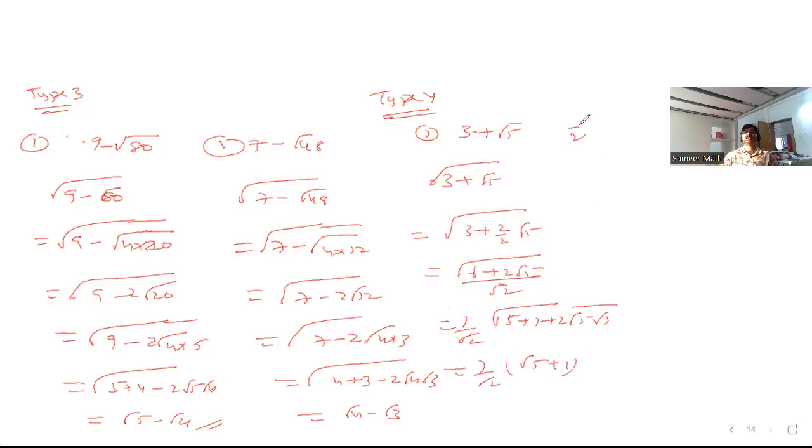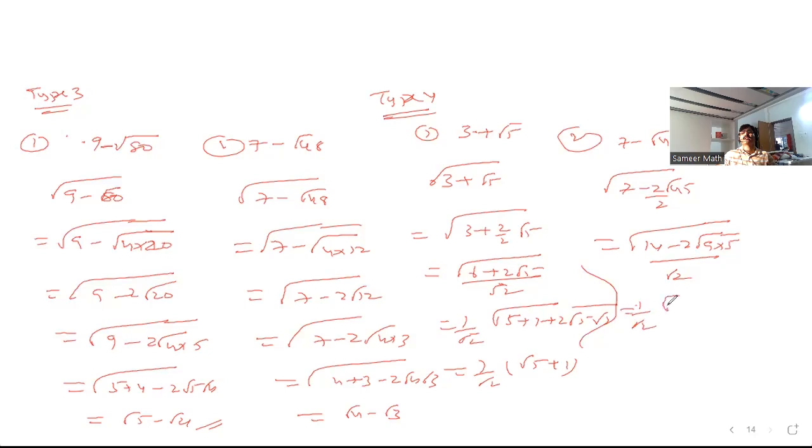We got it. I'll take one more example here with negative: 7 minus root 45. The square root of 7 minus root 45 means I am multiplying 2 by 2, so inside it is 14 minus 2 root 45. 45 means 9 fives are 45. Adding gives 14. Root 2 is available, so 1 by root 2 stays as it is. This can be written as 9 plus 5 minus 2 root 9 root 5. So finally your answer is root 9 minus root 5. You can write here 3 minus root 5 also.